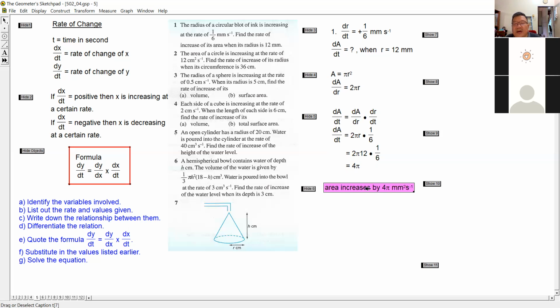Now this 4 pi millimeter per second is not always 4 pi. It is only 4 pi when the radius is 12. When the radius is bigger, probably the rate will be even higher. Okay or not? So you must not think that the rate is always fixed. The rate is changing all the time. Okay, right.